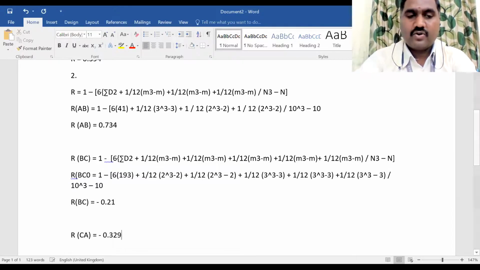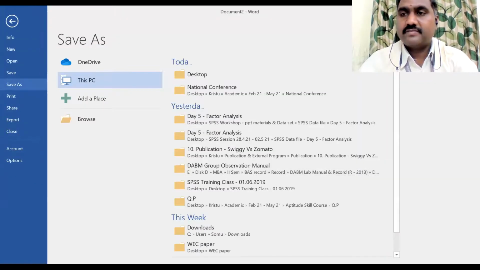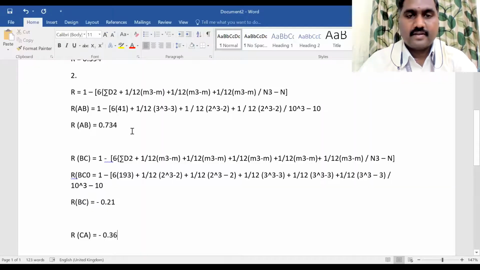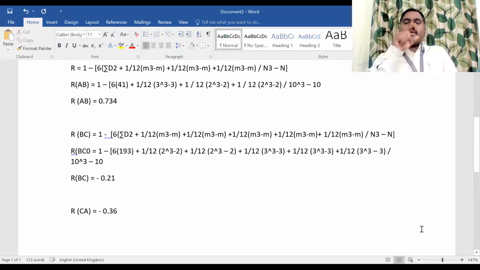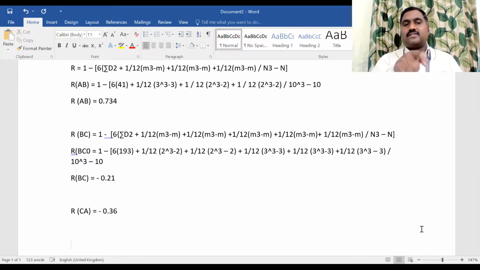So please note down this answer. You can try this. The procedure is same, guys. Okay, now you can note down the answer. See, the R value for the first and second judges is 0.734. The R value for the second and third judges is minus 0.21, and for the first and third judges it is minus 0.36.